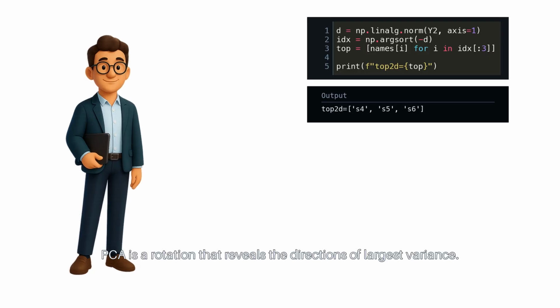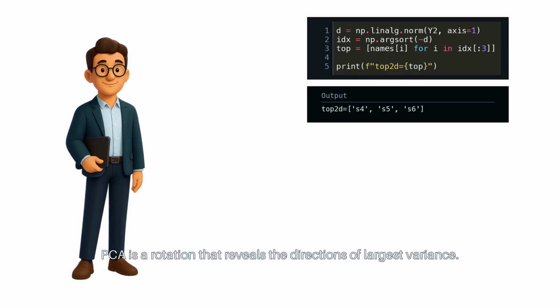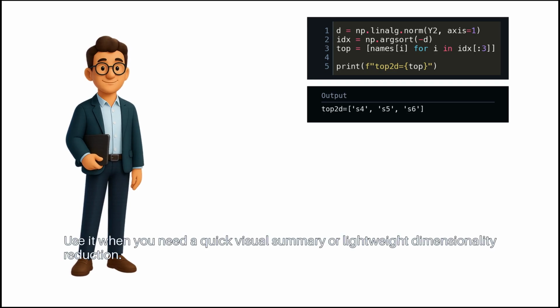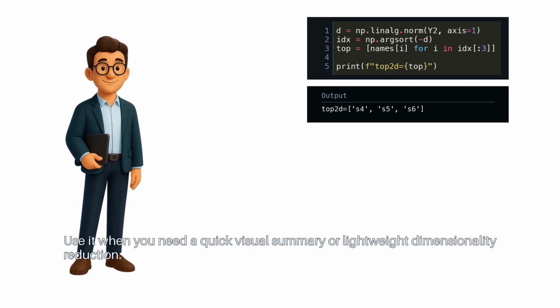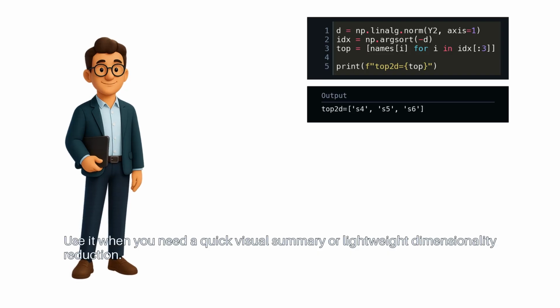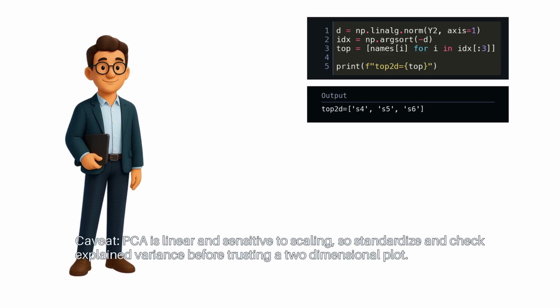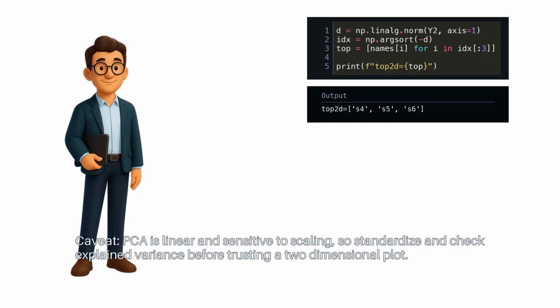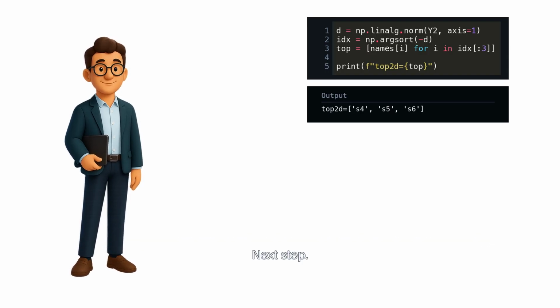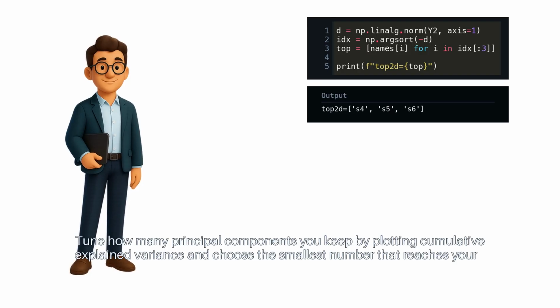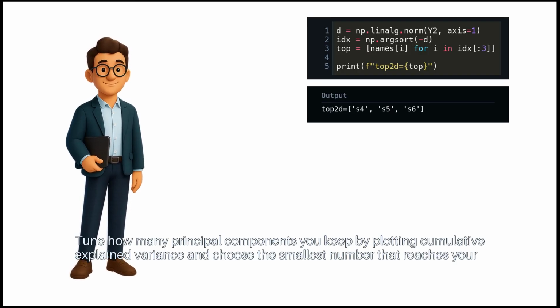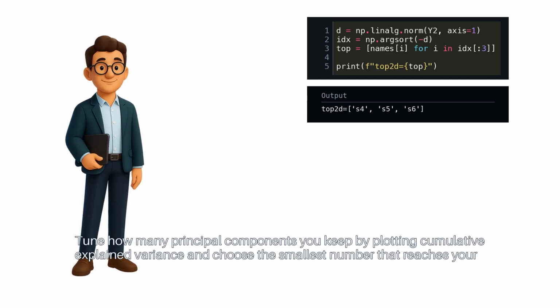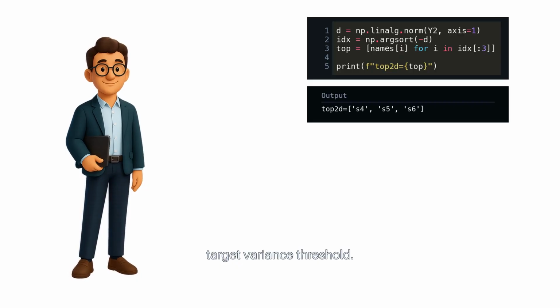Recap: PCA is a rotation that reveals the directions of largest variance. Use it when you need a quick visual summary or lightweight dimensionality reduction. Caveat: PCA is linear and sensitive to scaling, so standardize and check explained variance before trusting a 2-dimensional plot. Next step: tune how many principal components you keep by plotting cumulative explained variance, and choose the smallest number that reaches your target variance threshold.